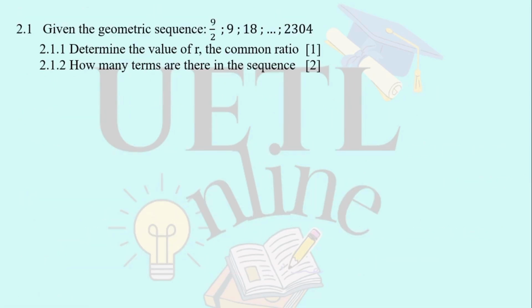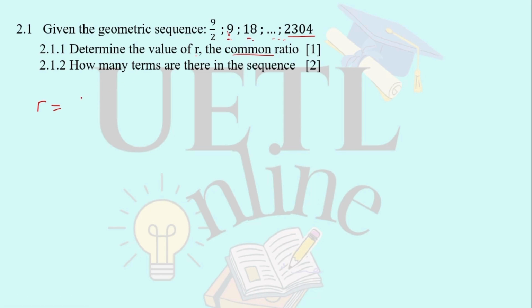It says that given the geometric sequence 9 over 2, 9, 18, then 2304, the first thing is you're going to determine the value of r, which is the common ratio. This is very easy. To find the common ratio, you just have to divide 2 consecutive terms. So either you take 9 and divide it by 9 over 2, or you take 18 and divide it by 9. Let's do both.